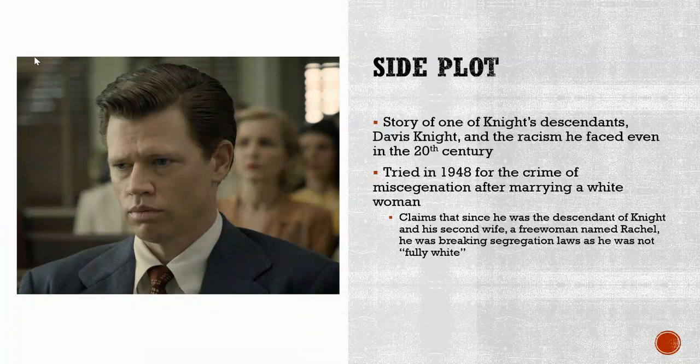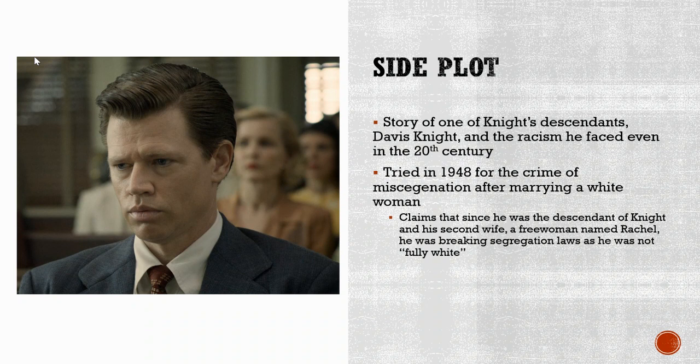There is a side plot happening throughout the movie alongside this main story, and it follows the story of one of Knight's descendants, Davis Knight, and it touches on the racism that he faced decades after the Jones County Rebellion in the 20th century. Davis Knight was tried in 1948 for the crime of miscegenation after marrying a white woman. There were claims that since he was the descendant of Knight and his second wife, who was a free woman named Rachel, he was breaking segregation laws since he wasn't fully white and was married to a white woman.